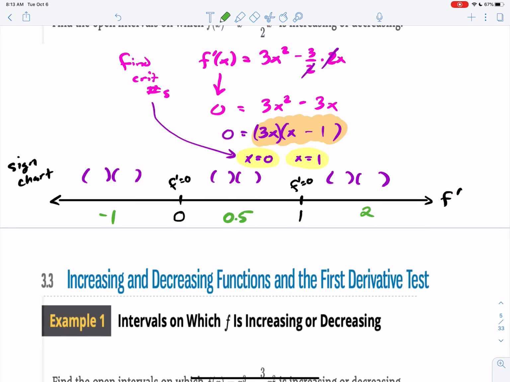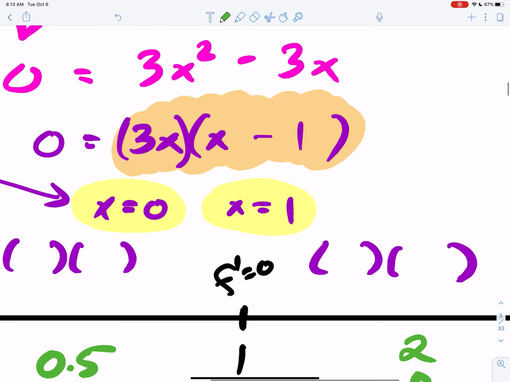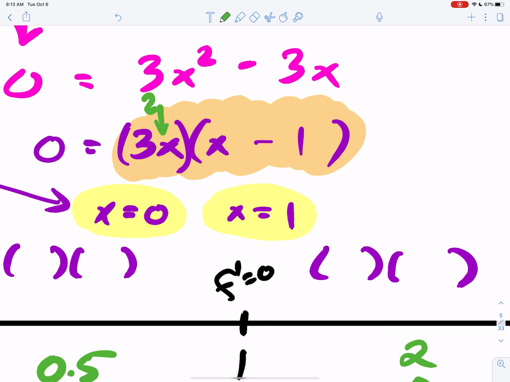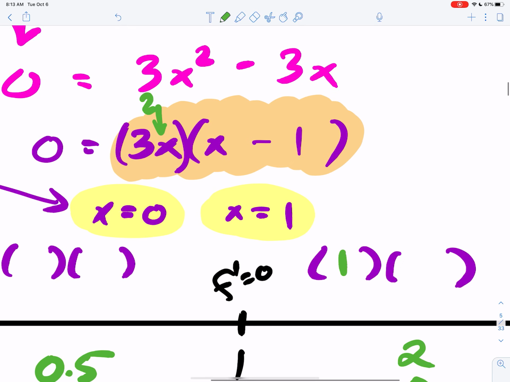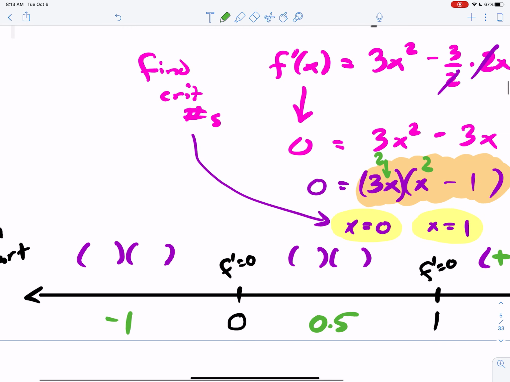So here we go. I'll test the value 2. Again, we don't care about the number, we care about the sign, okay? So if I plug 2 into here, 3 times 2 is going to be something positive. I don't care that it's a 6, I just care that it's a positive. So I put a little plus sign right there. And if I plug 2 in here, I'm going to end up with something positive as well, okay? So I want you guys to go ahead and plug in 0.5 in the middle interval, and then plug in -1. Go ahead and do that.